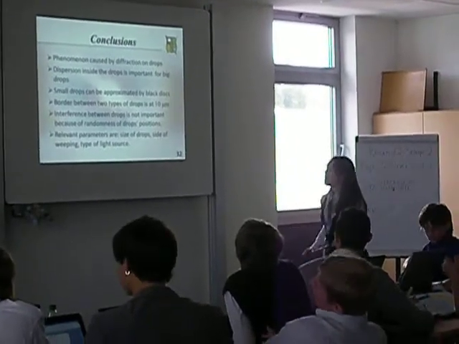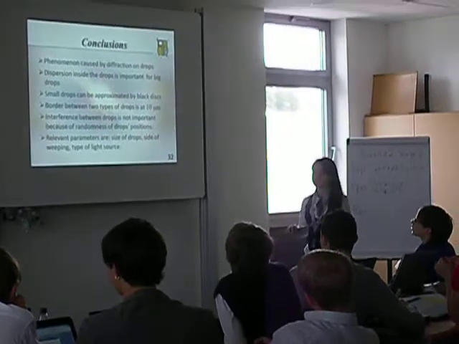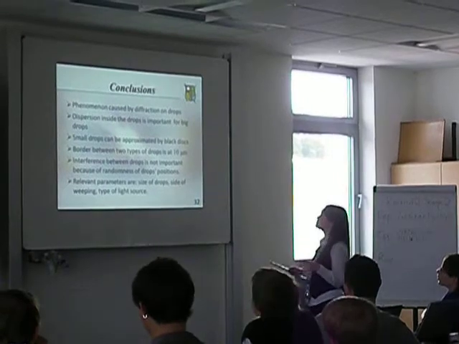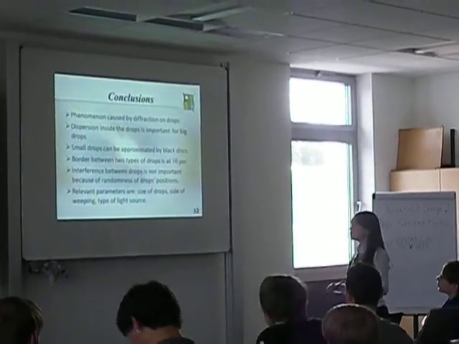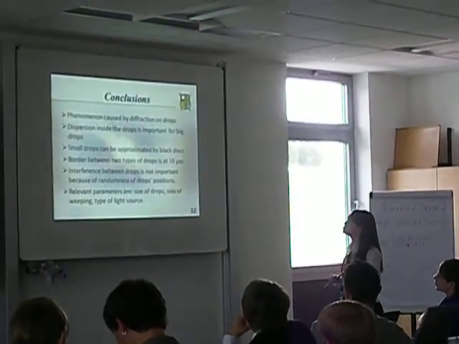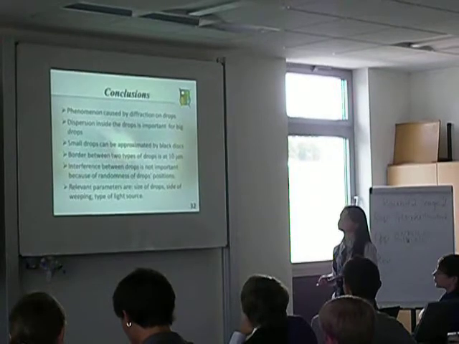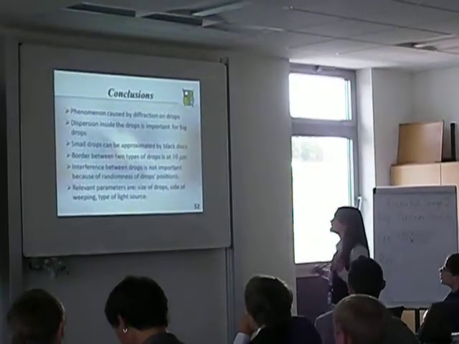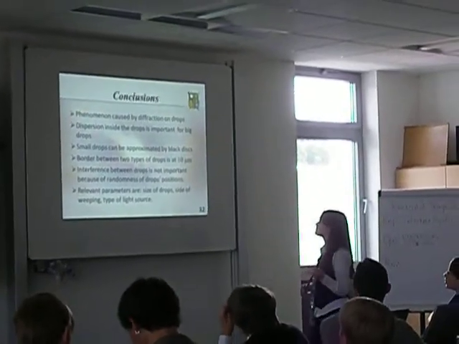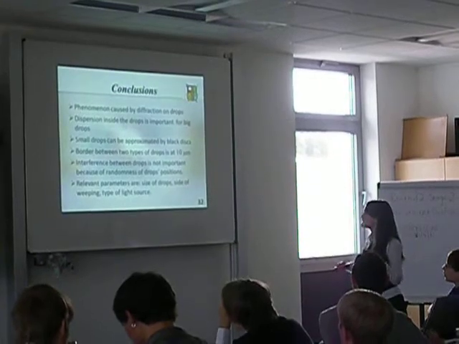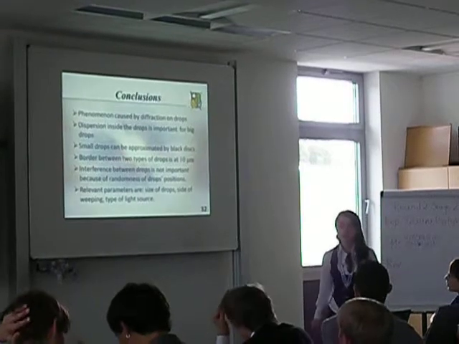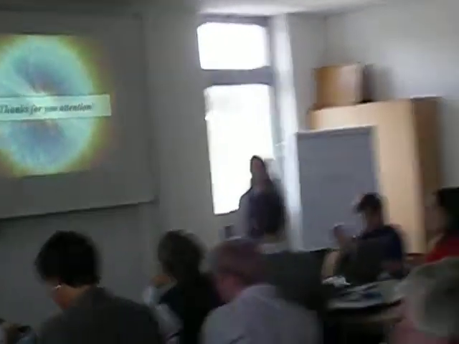What about our conclusion? The phenomenon is caused by diffraction on the drops and the distance between drops. Dispersion inside the drop is important for big drops, and small drops we can approximate like a black disk. The border between two types of drops is at 10 micrometers, and the difference between drops is not important because of the randomness of drops' position. And the relevant parameters are size of drops, size of dripping, and type of light source. That's all. Thank you for your attention.